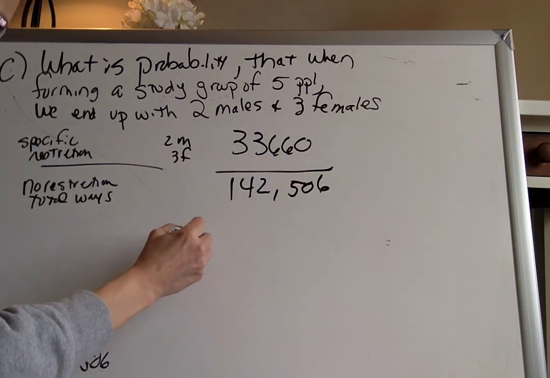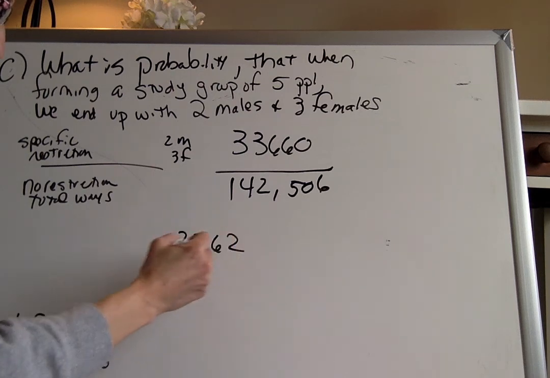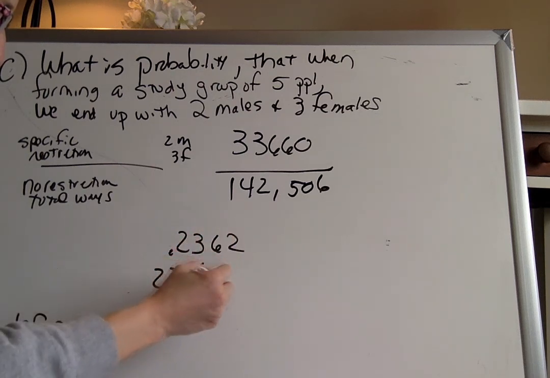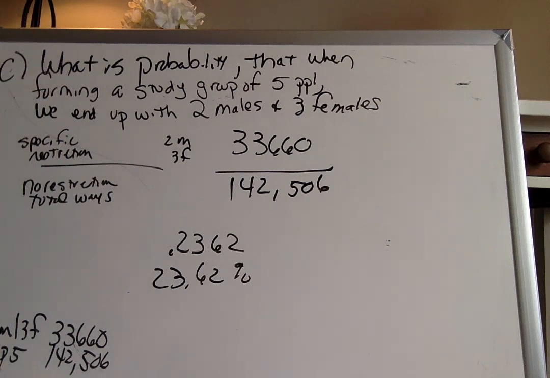So this turns out to be 0.2362, or 23.62%. The book has a few problems that talk you through basically the numerator and denominator separately, and then they have you put it all together in a part C.